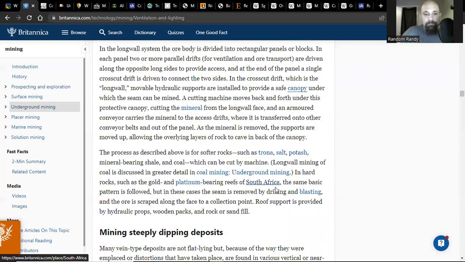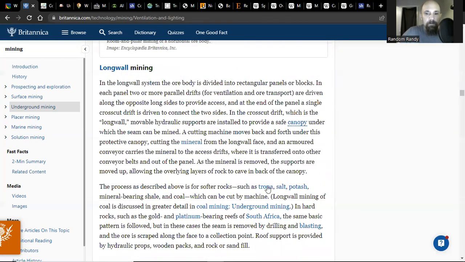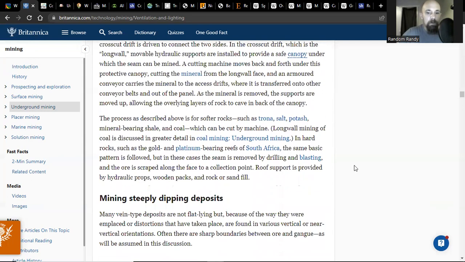Longwall mining, creating a canopy under which the seam can be mined. Dividing into rectangular panels or blocks, and each panel, 2 or more parallel drifts for ventilation are driven alongside at the end of a single crosscut, okay, or long wall.